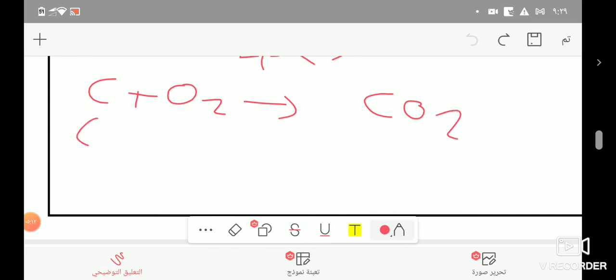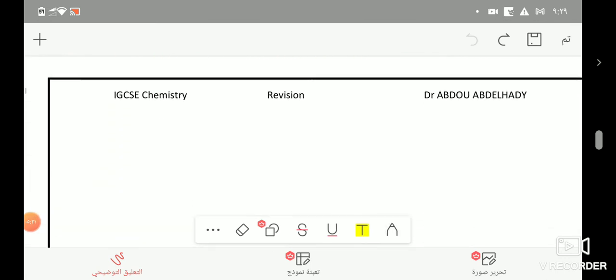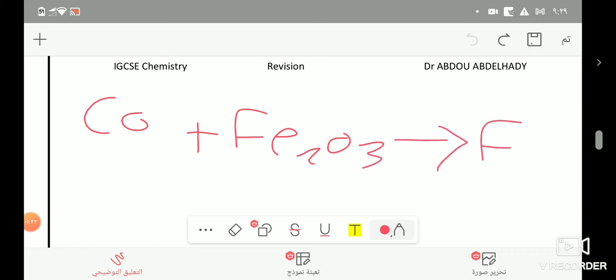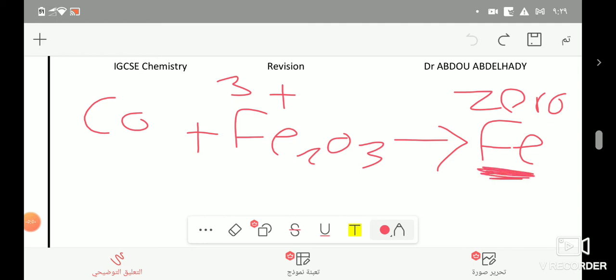Carbon dioxide reacts again, being reduced with carbon, giving carbon monoxide. The carbon monoxide next reacts with Fe2O3 or hematite and reduces it, giving iron. Remember that the oxidation state of iron here is +3 and the oxidation state of an element is 0. All elements have oxidation state 0. Now you can obtain iron plus CO2, carbon dioxide.